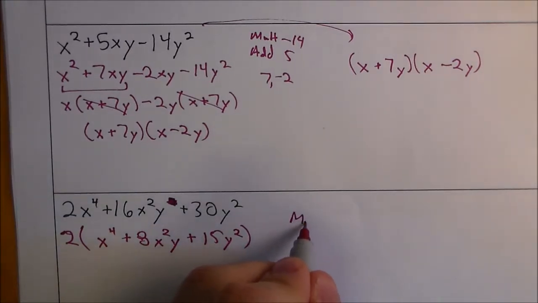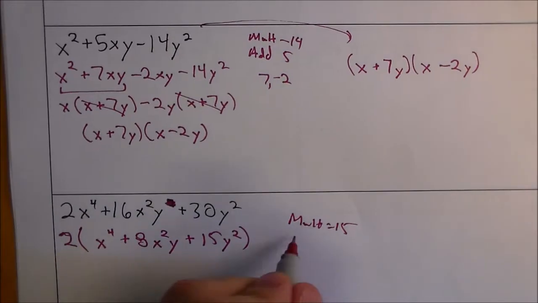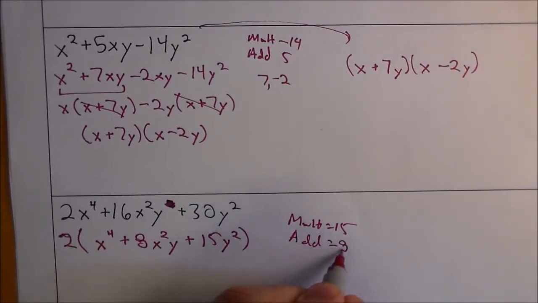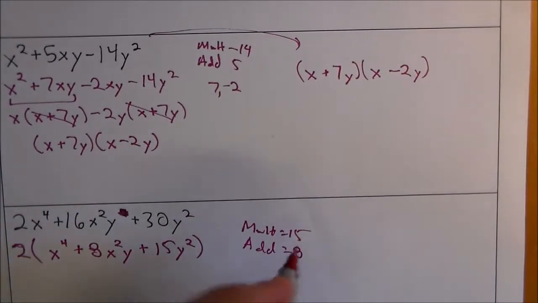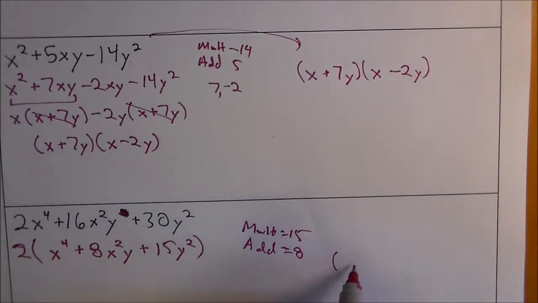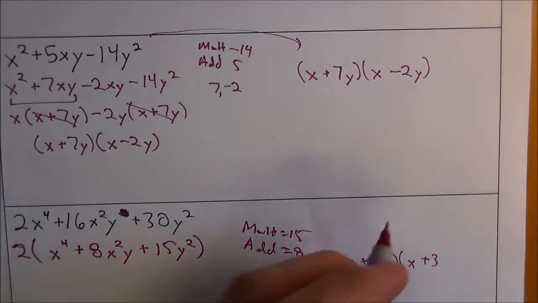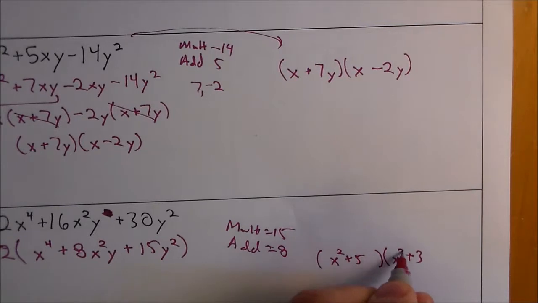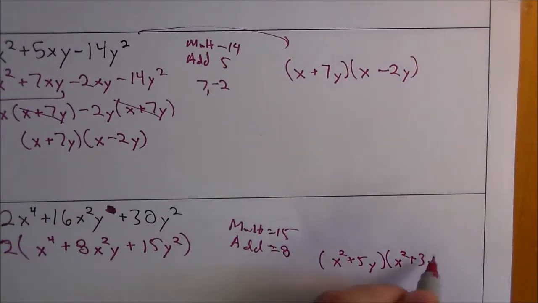So now we're looking at multiplying to 15, because it's 1 times 15, and add to 8. Well, if I look over on the side here, 15 and 8, I'm thinking 3 and 5. So probably x, I got positive 3 and positive 5. This was x to the 4th. So if I take the square root of that, it would probably be x squared, and then y squared, I'm going to put a y there and a y there.